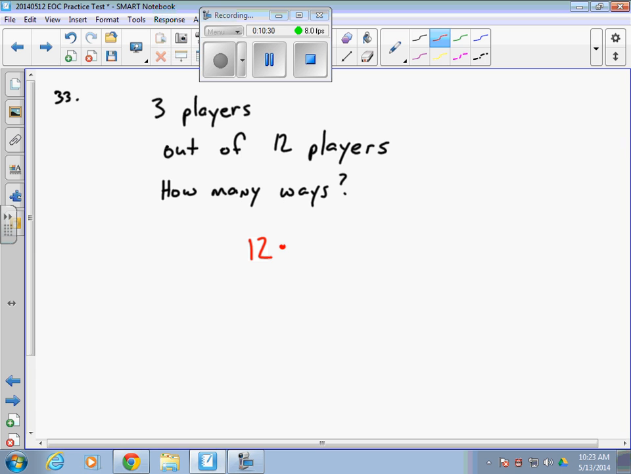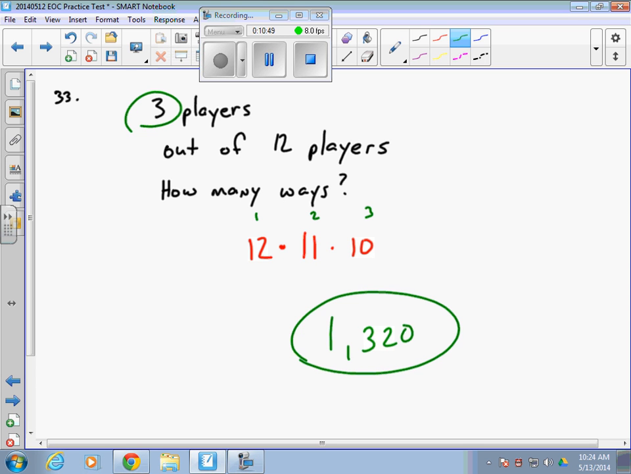So you multiply 12 times 11, that's the next number less than 12, times 10. That's the next number less than that. And there were 3 of them, so we did 1, 2, 3 of them. When you multiply 12 times 11 times 10, you get 1,320 different ways that they can be selected.